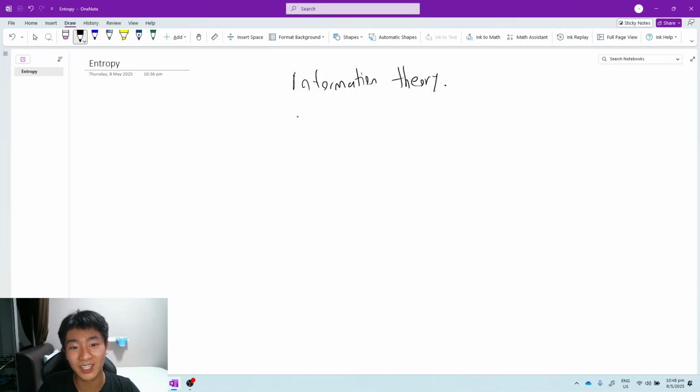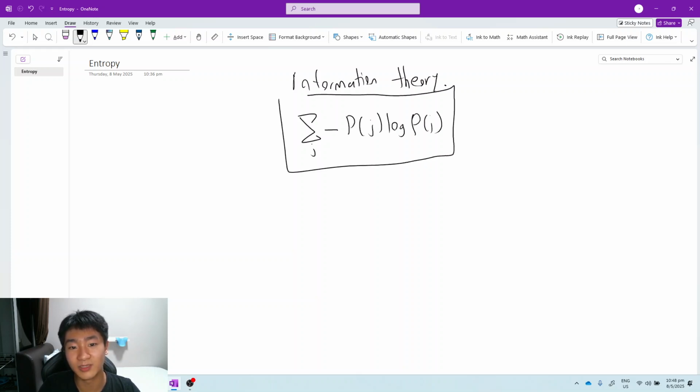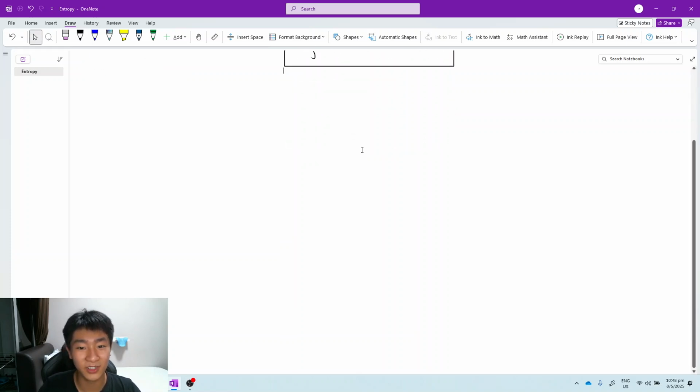So you understand this equation which I'm writing down now, which is the summation of negative p of j log p of j. What is this weird blob of math statements? You will understand soon. So let's imagine the context.